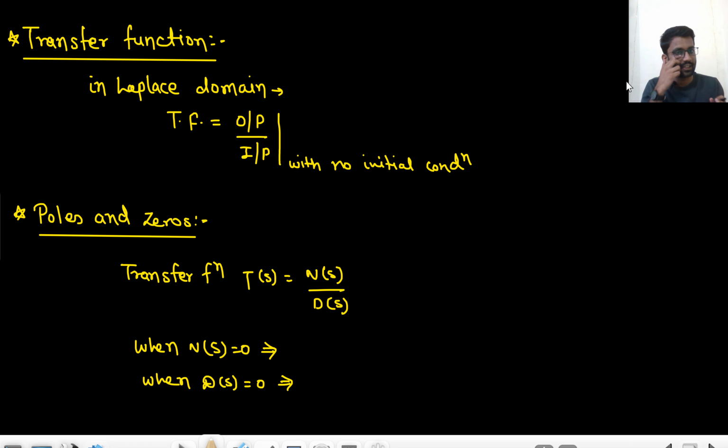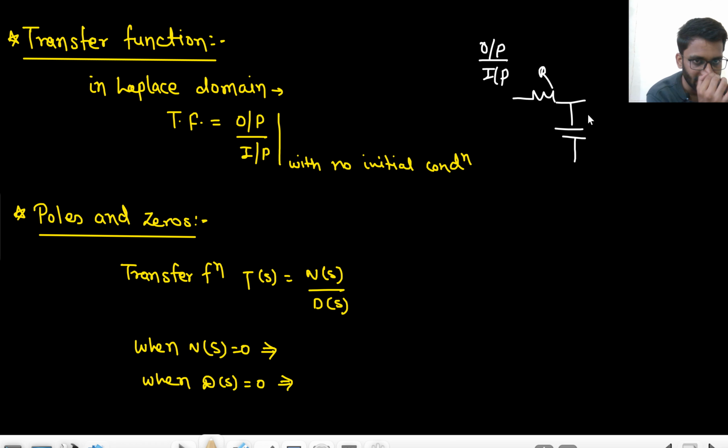So what is a transfer function? I guess I have used this term before as well. Transfer function is simply output by input. That's it. Let's just assume I am making this circuit. This is R, this is 1 upon Cs. This is V naught S and this is V in S. So basically my transfer function would be V naught S by V in S.